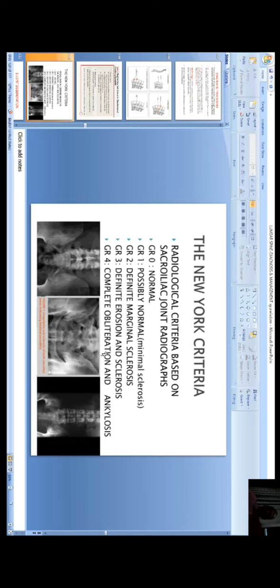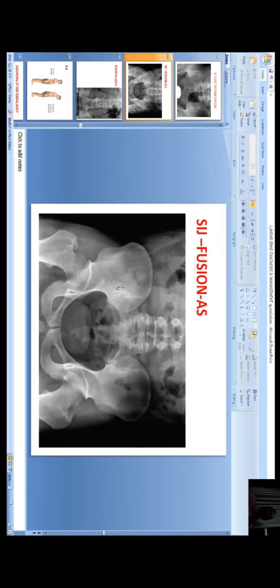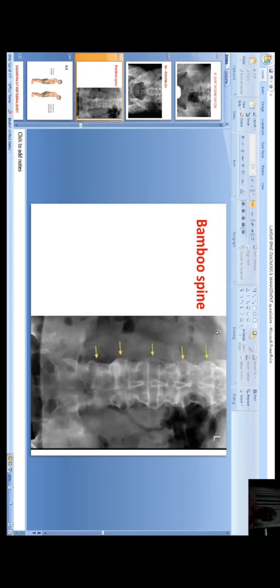We cannot notice the differentiation between sacrum and ilium; that is totally ankylosed. This is SI joint degeneration, partially degeneration or sclerotic change of the SI joint. This is a totally fused right-sided SI joint. The left side is also getting fused. Bamboo spine: we have already spoken about the longitudinal ligaments, anterior and posterior longitudinal. These ligaments are getting ossified, which makes the stiffness of the spine.